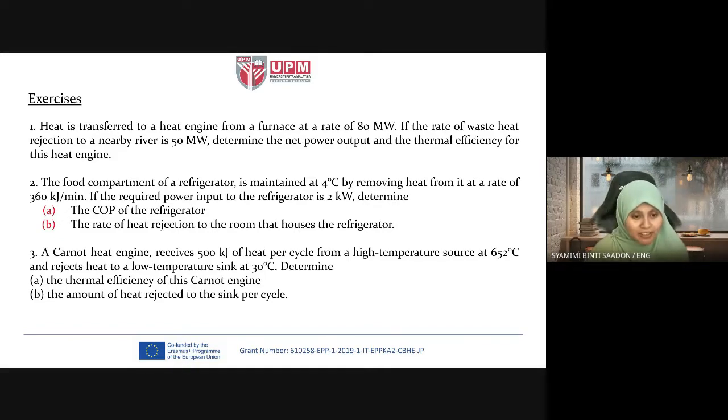Next one, B: the rate of heat rejection to the room that houses the refrigerator. So we have to determine QH, the heat rejected to the kitchen, to the room.